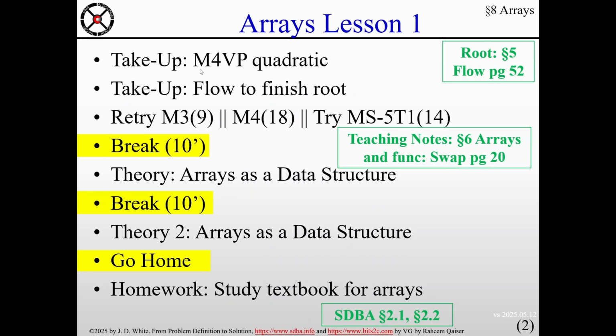So I hope to start today by taking up milestone 4, the VP diagrams on quadratics. We also want to take up how to finish the root problem, your homework. That's section 5, page 52. Then we'll have a chance to retry milestone 3, milestone 4, or first try for milestone 5. There are basically 9 students doing milestone 3, 18 milestone 4, and 14 milestone 5.